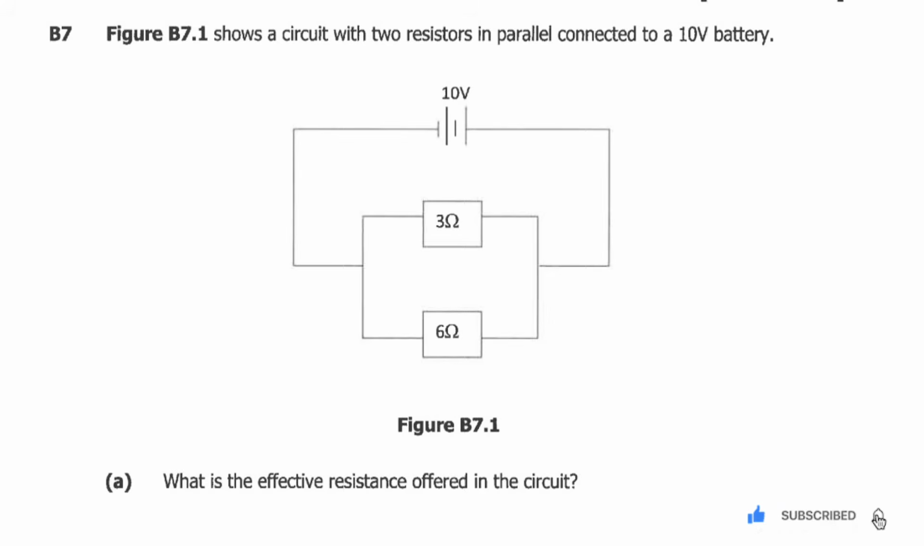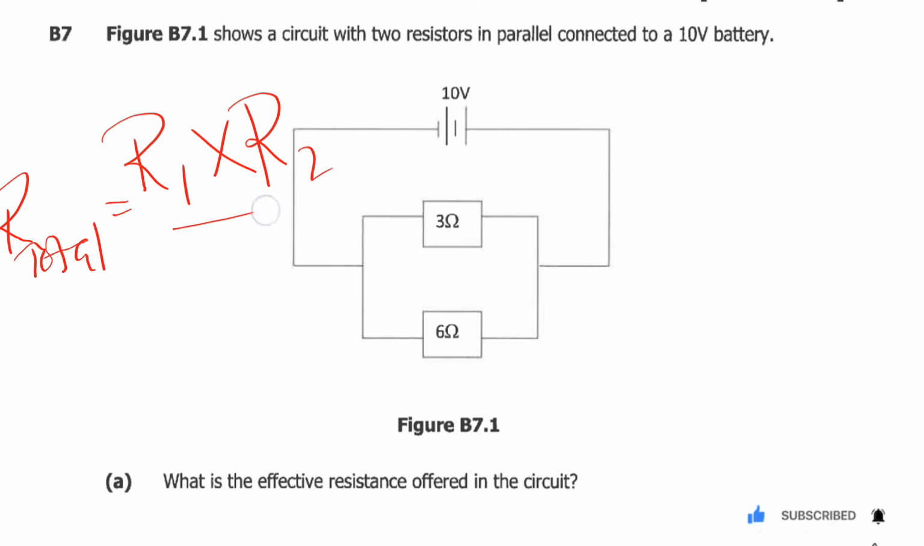Effective resistance is the same as the total resistance in the circuit, which is very simple. There are two ways to calculate total resistance when you have just two resistors. The first one is: total resistance equals resistor 1 times resistor 2 over resistor 1 plus resistor 2.